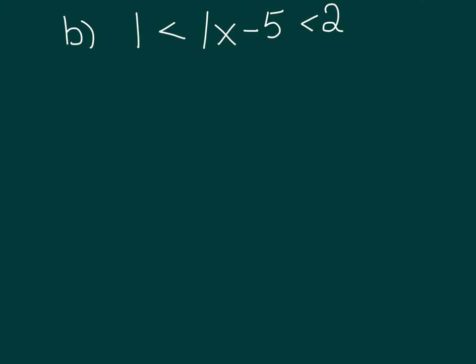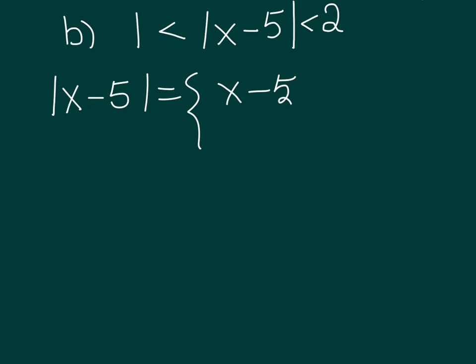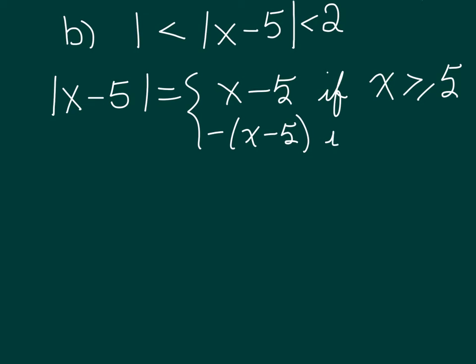Next, let's solve this absolute value inequality. So here we have 1 is less than the absolute value of x minus 5 is less than 2. And this doesn't fall into either of those two categories that we discussed earlier. So what we're going to do in this case is rewrite the absolute value using the definition. So the absolute value of x minus 5 is equal to x minus 5 if x minus 5 is greater than or equal to 0, or if x is greater than or equal to 5, and it's minus (x minus 5) if x minus 5 is less than 0, or if x is less than 5.